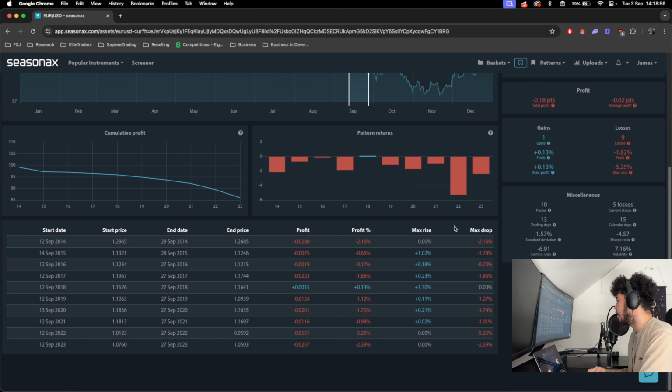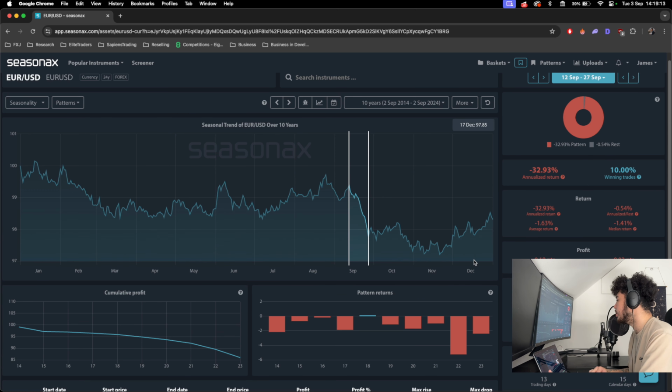So you can see we have the max drop and the max rise here. The max drops are more significant. So you can see here negative 2%, negative 1.78, negative 1.86, even negative 0.5, even 5.2 here. And this was in 2022. So this data is reliable. You know, it's historical data.